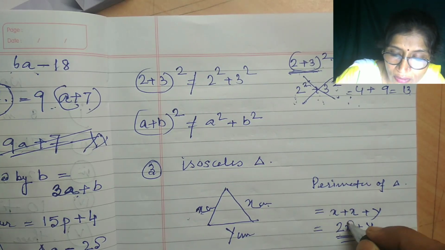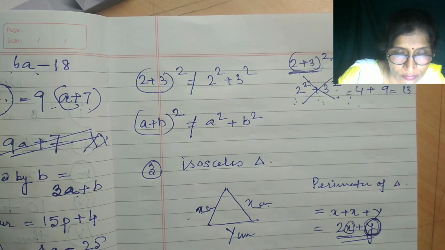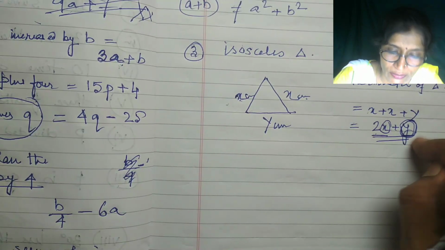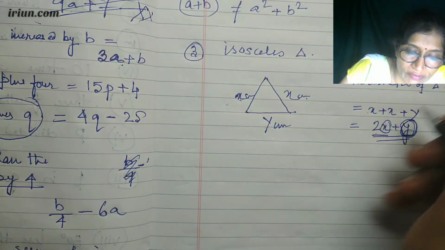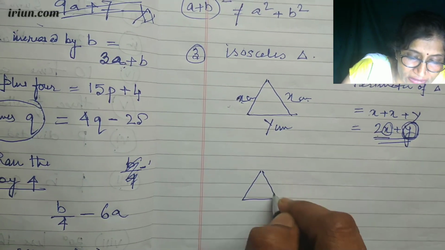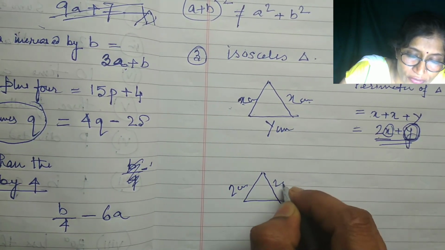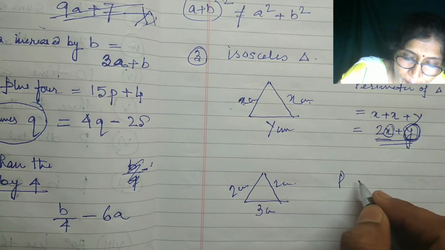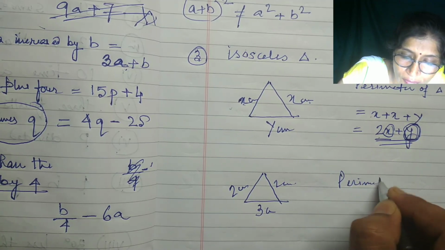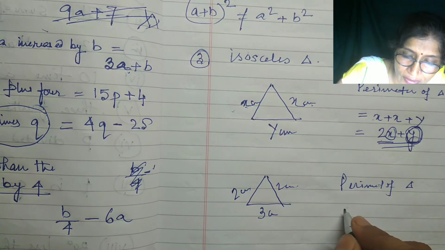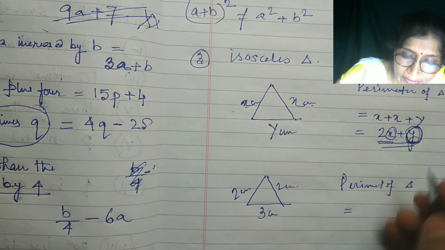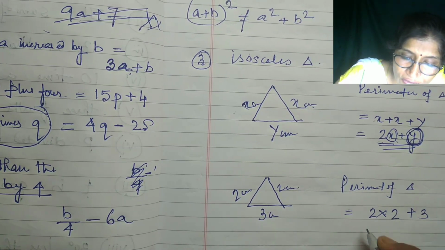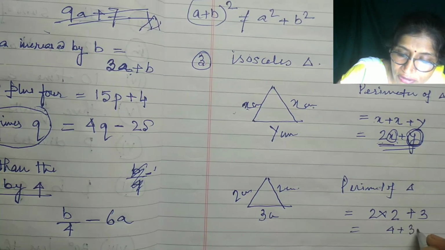x and y both are unknown. So that is why it is written in terms of x and y. If you know them, you can put the values and get the answer. Suppose x is 2 centimeter, this is also 2 centimeter, and this is 3 centimeter. Then what will be the perimeter of this triangle? It is equal to 2x plus y, so 2 2s are 4 plus 3 is equal to 7 centimeter.